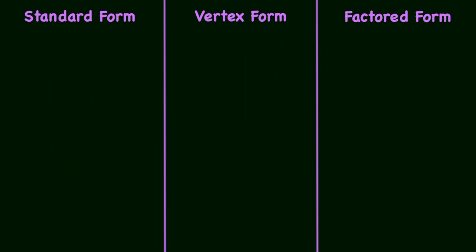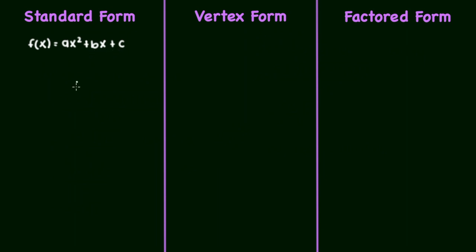In most of our previous videos on quadratics, we began to use standard form. For review, standard form of a quadratic is f of x is equal to ax squared plus bx plus c. The square term is always first, then the linear term, and then finally the constant.